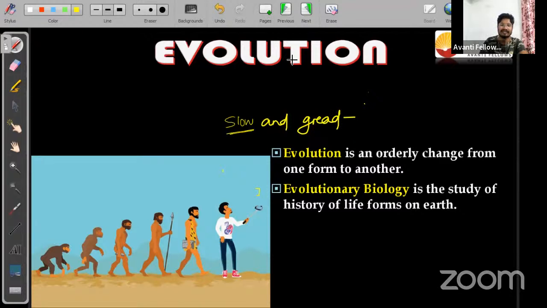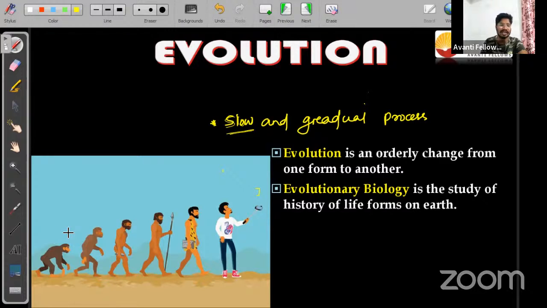Evolution is not a result. It is a slow and gradual process. Remember this one. Whenever the question is asked, whether evolution is a process or a result, remember this one. Evolution is a process. It's not a result. So evolution is a continuous, gradual process.